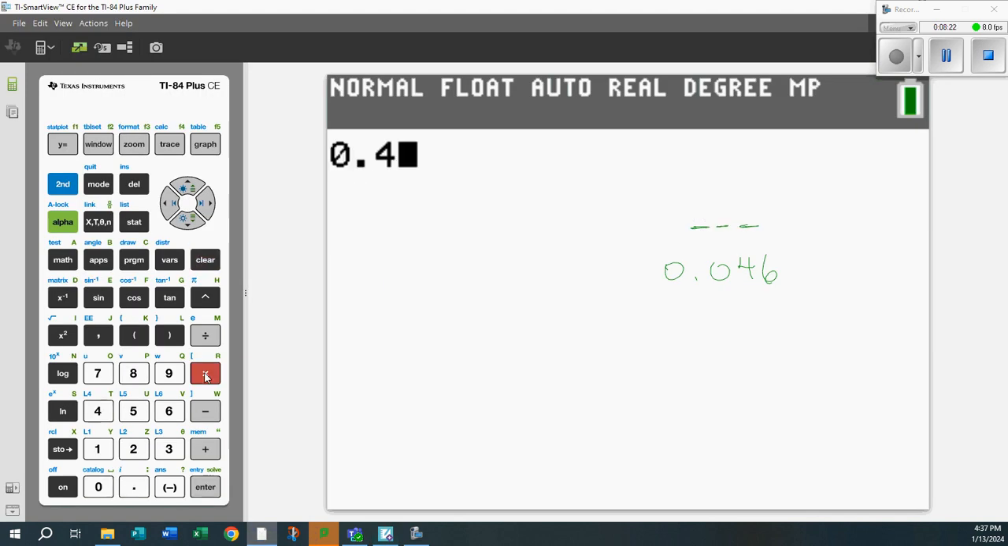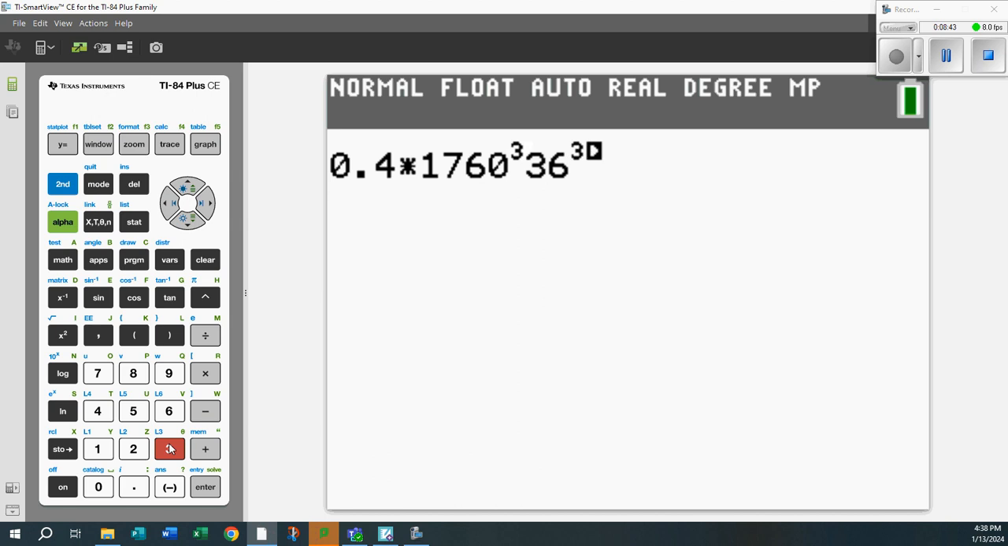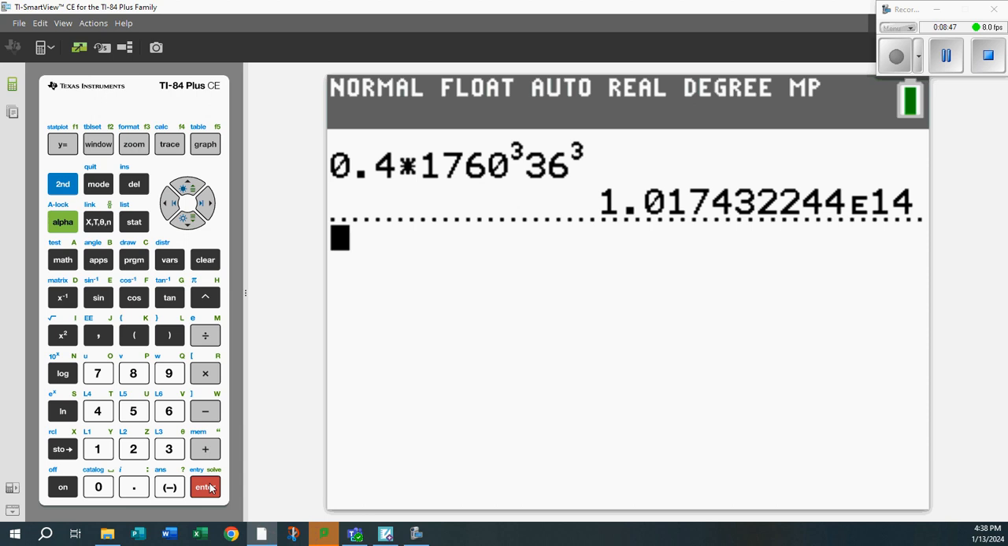0.4 times the 1760 cubed times, remember that's what gets this into yards, then we got to go into 36 cubed, that's what's going to get us into inches. Okay, let's punch it. That's huge. That's absolutely huge.